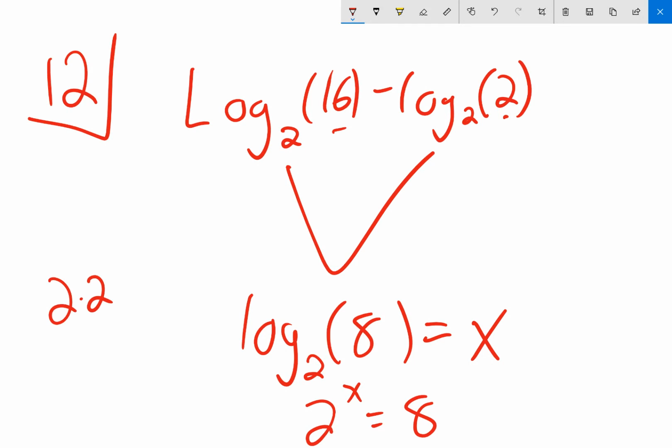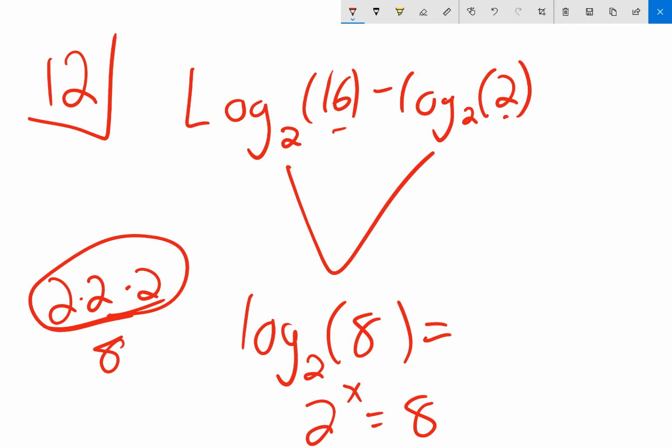2 times 2 is 4. And then if you take 4 times 2, 4 times 2 is 8. So that's 3 2's multiplied together. Therefore, it's 2 to the third power equals 8. So x, or whatever this is equal to, is 3. Log base 2 of 8 is equal to 3. So that's why you'll see it on the answer sheet that way.